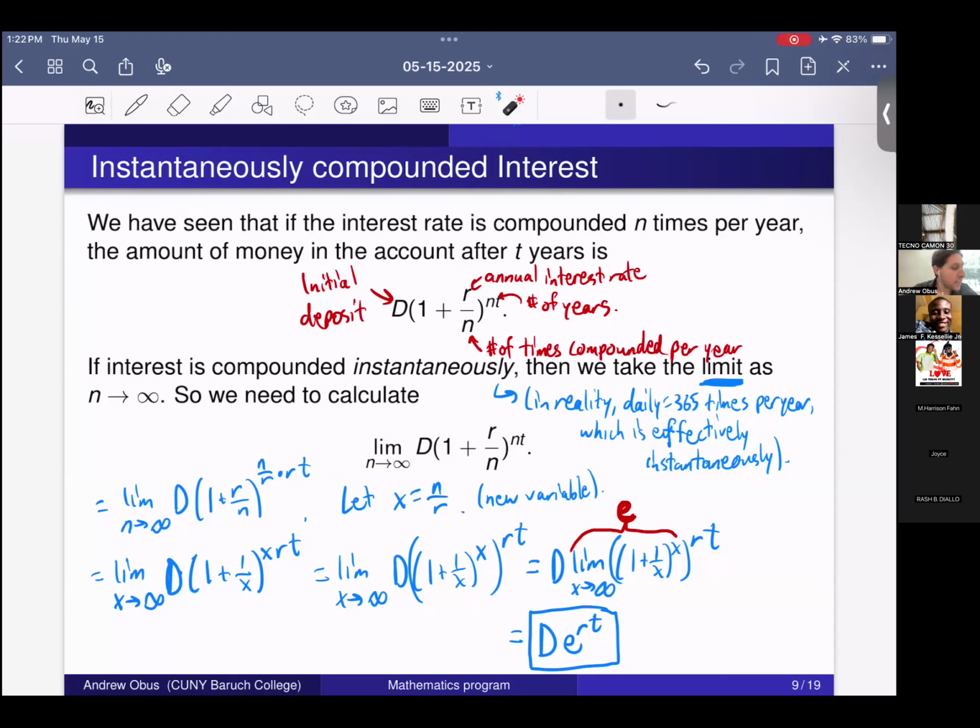Okay. So we have this d e to the rt. So this makes certain computations. And notice, by the way, that this looks a lot like exponential growth, right? We called it c e to the kt, but it's exactly the same thing. We're just using different letters. So this shows that this exponential growth is this amazing thing. It models population and temperature and radioactivity, and it also models compound interest when it's compounded instantaneously, right?